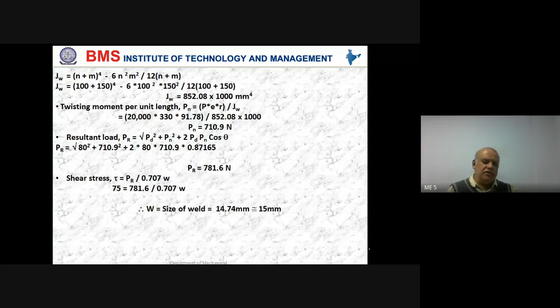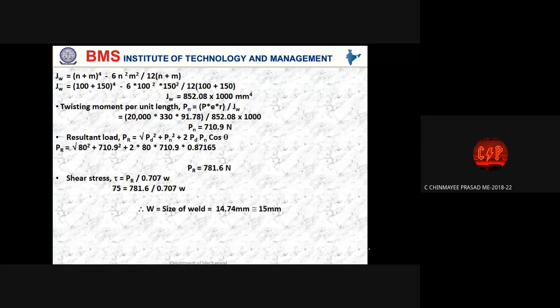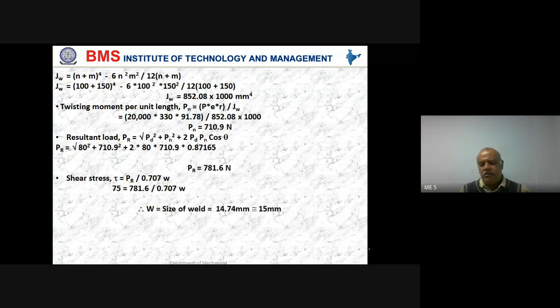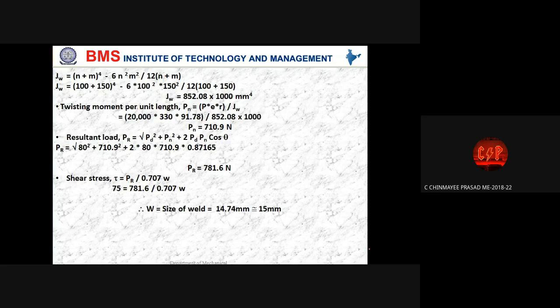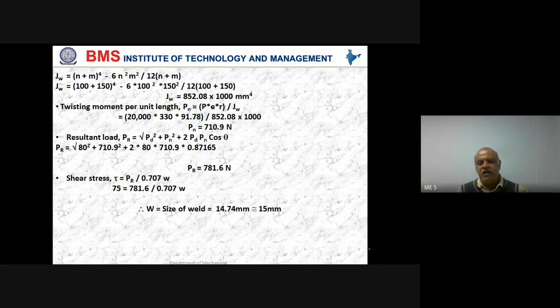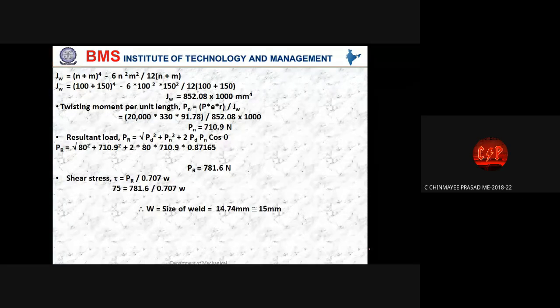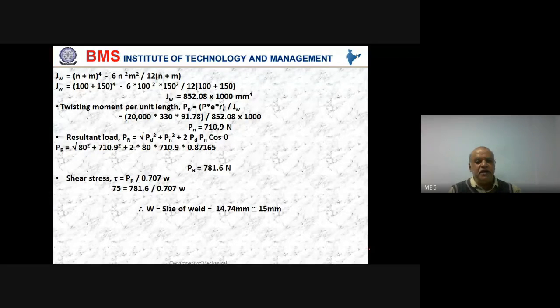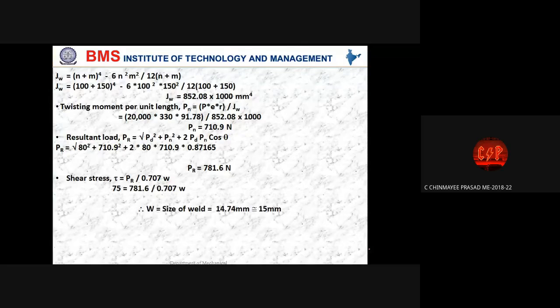Sin theta is what, Chinmay? Opposite by hypotenuse. Tan theta? Opposite by adjacent. Excellent. That is sin theta by cos theta. I asked simply to refresh, not because you will not be knowing.